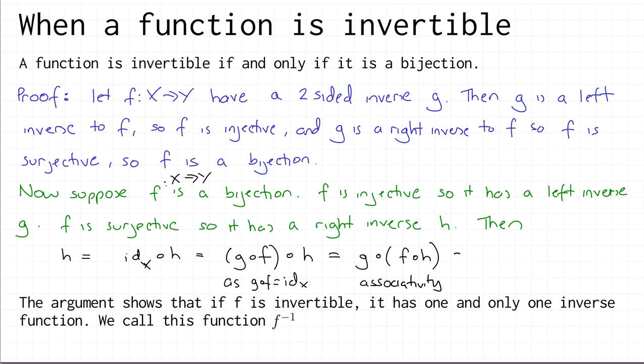Okay, now h was supposed to be a right inverse to f. So f composed with h is the identity on y. And of course, composing with the identity doesn't change anything. So g composed with the identity is just g again. Okay, follow that chain of equalities. You've shown that h is equal to g, and therefore g, or h, is a two-sided inverse to f.